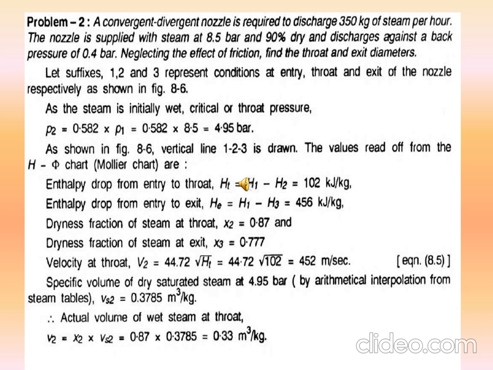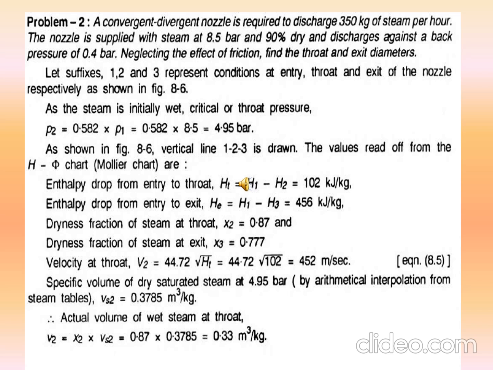Then next, our aim is to find the throat and exit diameter. For that, we have to find the mass first. From the mass we can find the diameter, because we know that m equals A2 V2 divided by small v2. So for that, you have to find the specific volume.